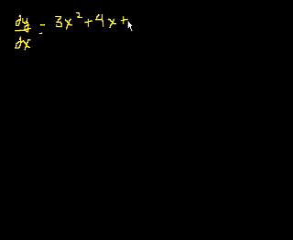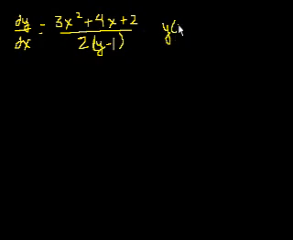So this one is the first derivative of y with respect to x is equal to 3x squared plus 4x plus 2 over 2 times y minus 1. This is a parentheses, not an absolute value. And they give us initial conditions. They say that y of 0 is equal to negative 1.